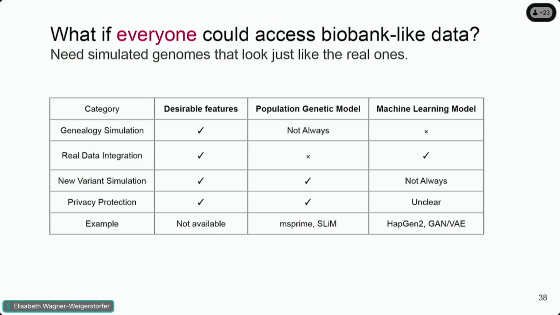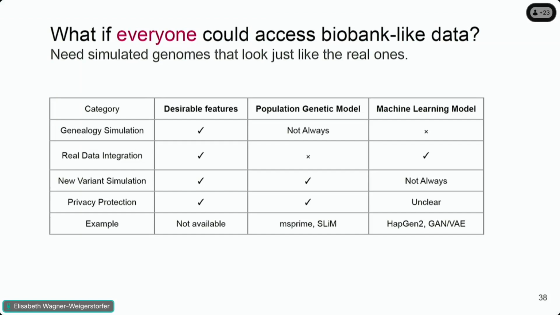And there's another question that I think could further democratize data access. That is, what if everyone could access biobank-like data? Of course, we cannot release human genomes with this consent to the public, but maybe we could benefit from having data that look just like real data, not only for educational purposes, but maybe also for research purposes.